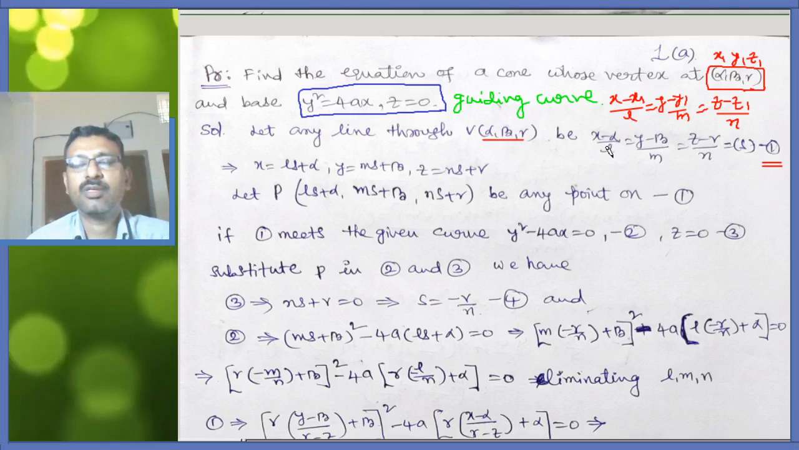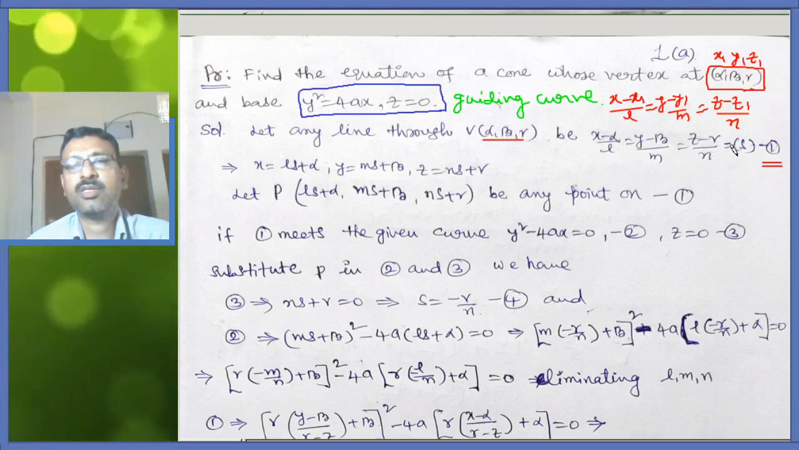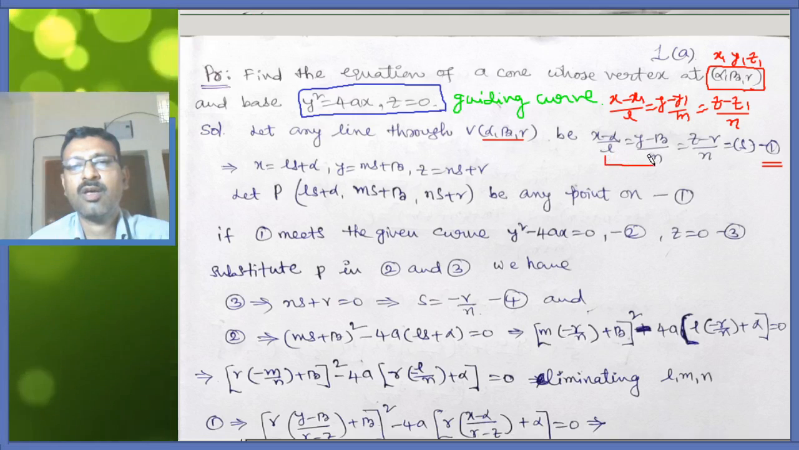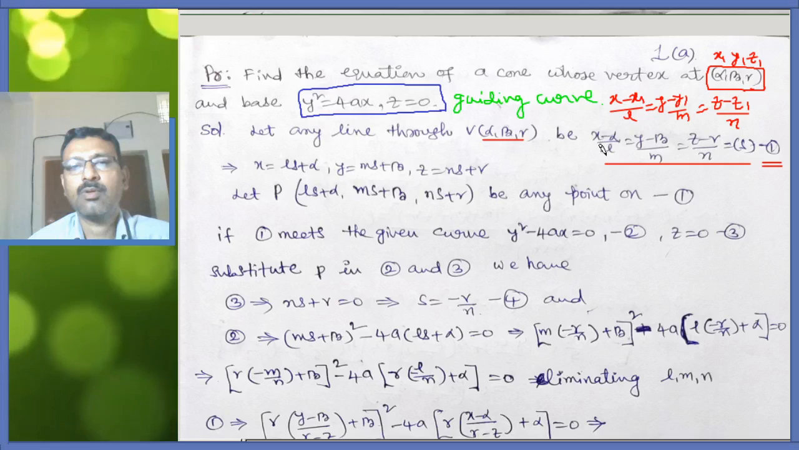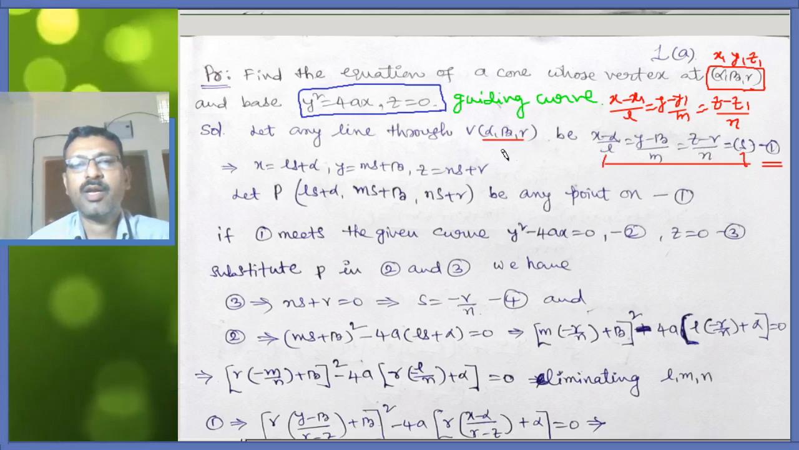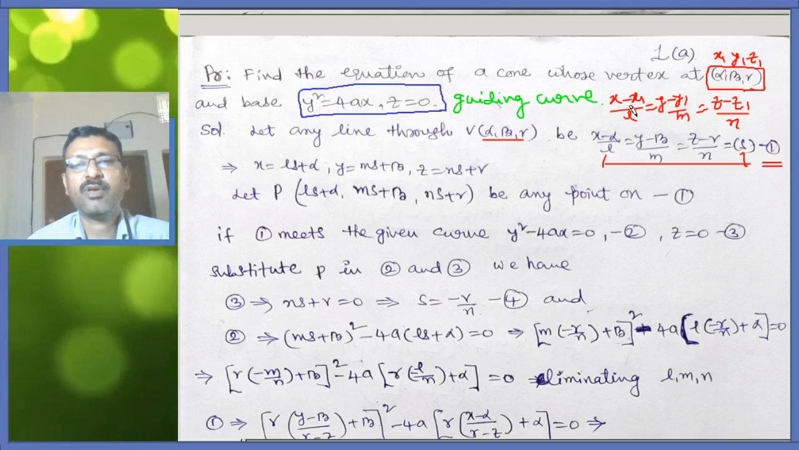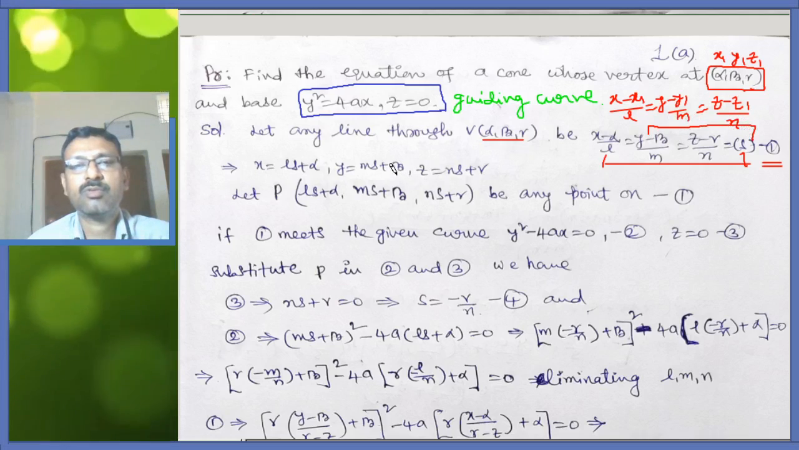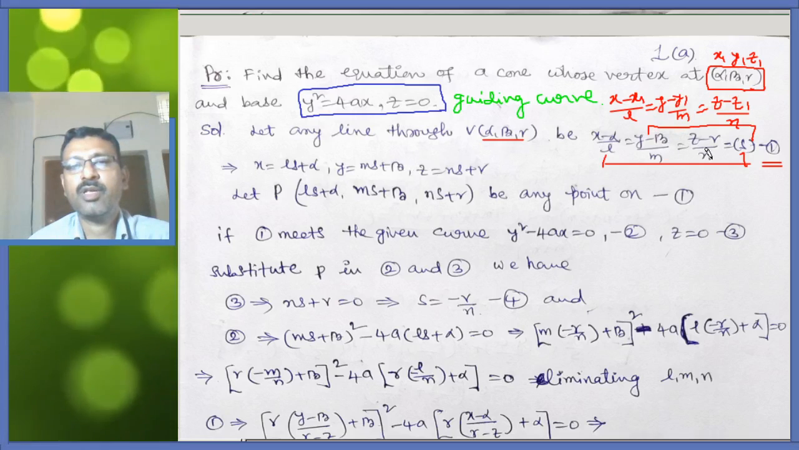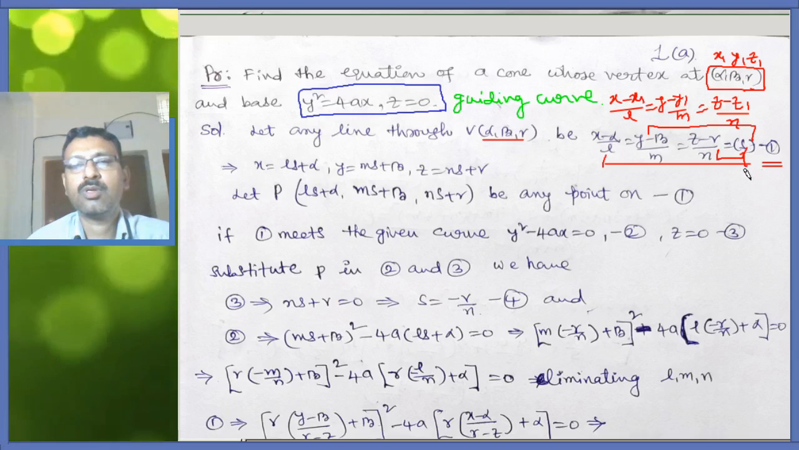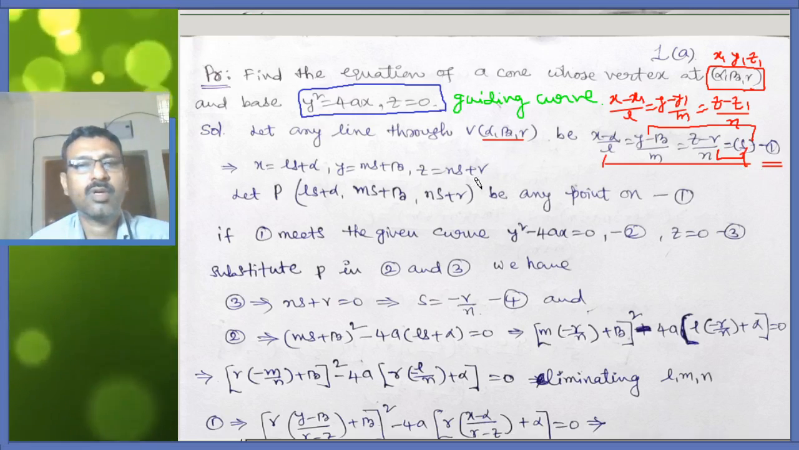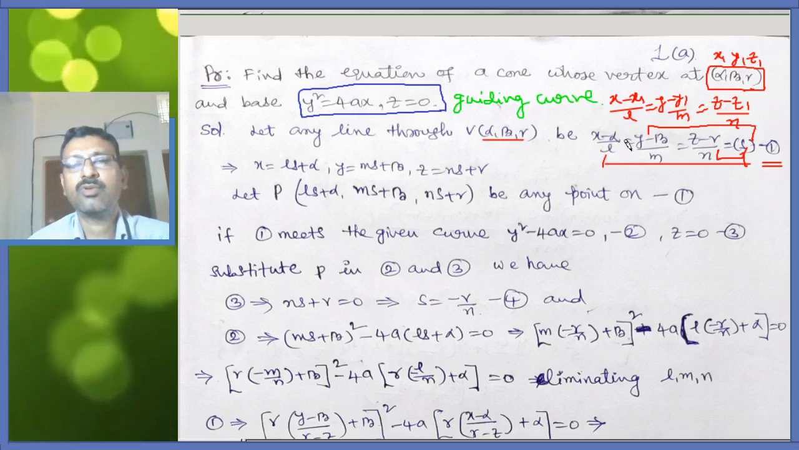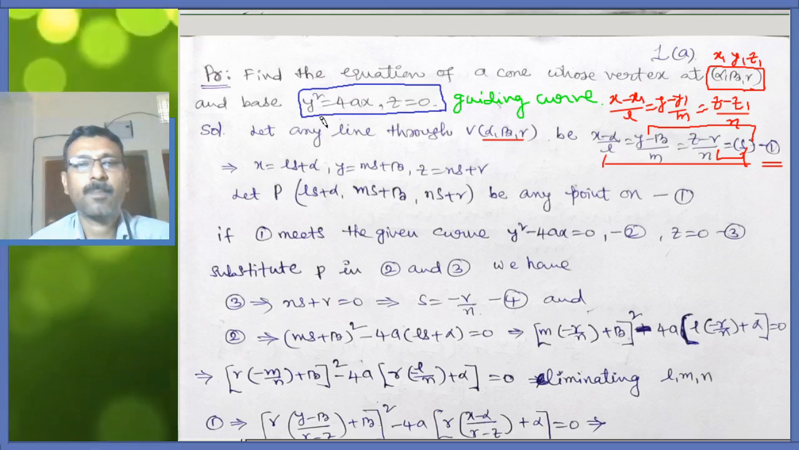So I am writing using the three values in the equation. Equating the first and last, we write x equal to ls plus alpha. Equating the second and last, we write y equal to ms plus beta, and equating the last two, we write z equal to ns plus gamma. Here we have written the x value, y value and z value using equation 1.